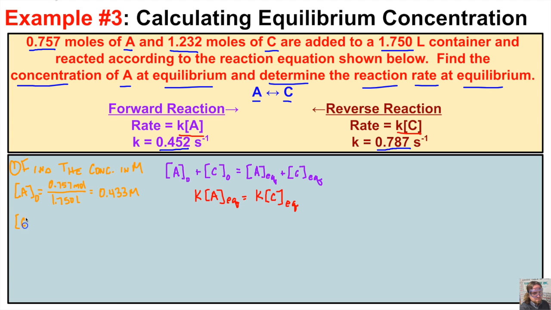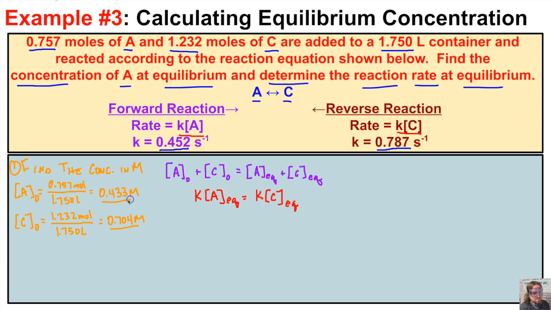Let's now figure out the initial concentration of C. The initial amount of moles of C is going to be 1.232, and we're also placing this in a 1.750 liter container. And when we put this in our calculator, 1.232 divided by 1.750, we are going to end up with 0.704.